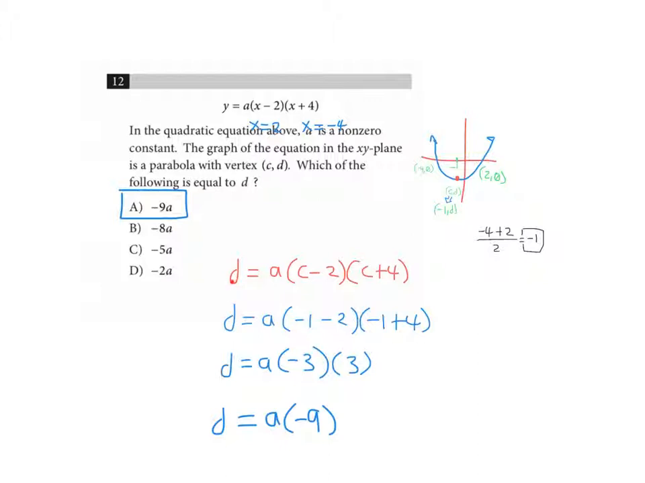So we set y equal to D, we set x equal to C, and then we reminded ourselves that C is most definitely -1, and then we substituted -1 in for C, and we simplified. We ended up with D equals A times -9, which is right there. And that's what they're asking for. They want to know what D equals.